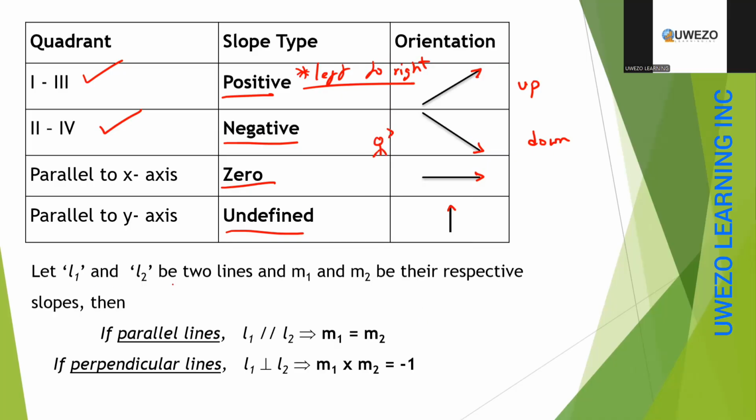Now, if there are two lines with slopes m1 and m2, and if the lines are parallel, the slopes would be equal. And if the lines are perpendicular, the product of the slopes would be -1, or we could also tell one slope would be the negative reciprocal of the other slope. So please remember these points and apply whenever you come across a slope question in the ACT exam.